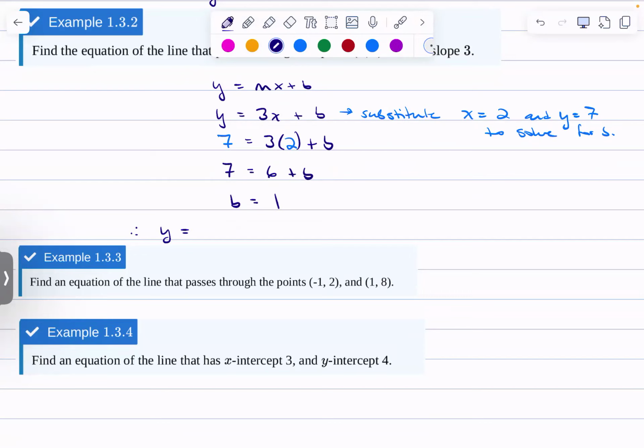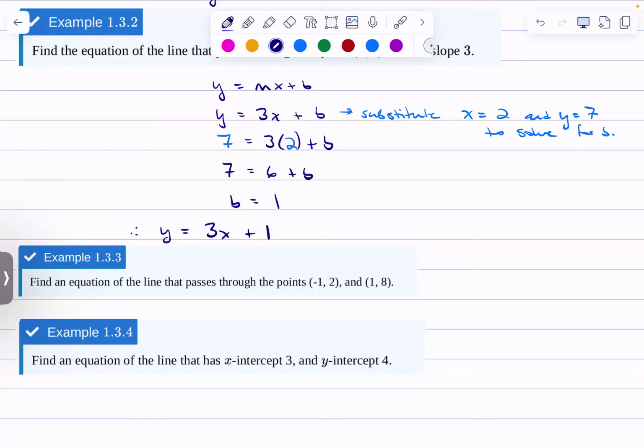Generically, y equals 3x plus 1. Leaving that x and y open to receive any value of x, and you can solve for y or vice versa. What's one way that you can check your work?